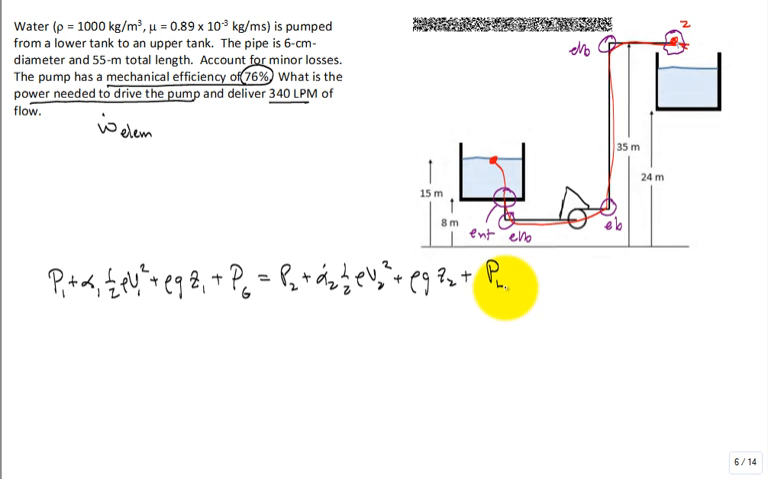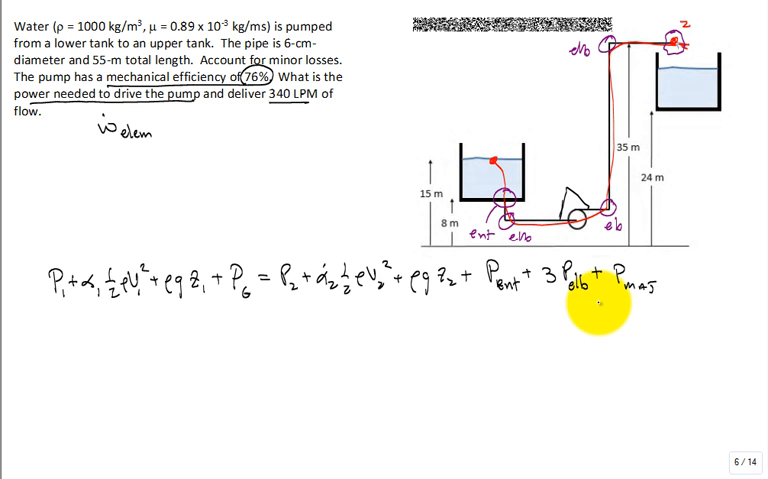The pressure loss due to the entrance, the 3 pressure losses from 3 elbows, plus the pressure loss, let's say major. I think those are the 3 we have to account for. The entrance, 3 elbows, and the major. Did I miss one?